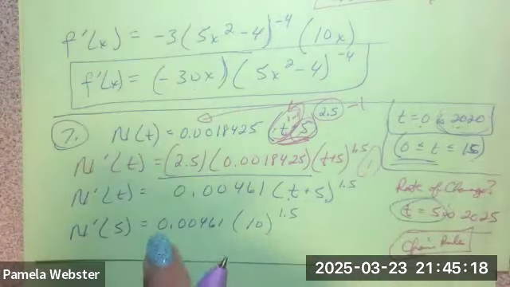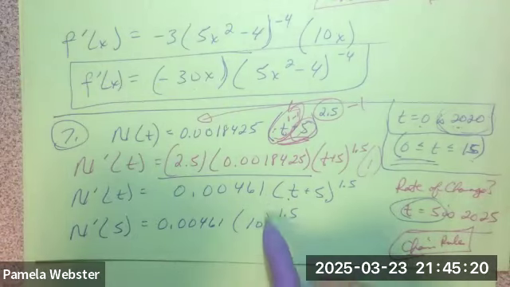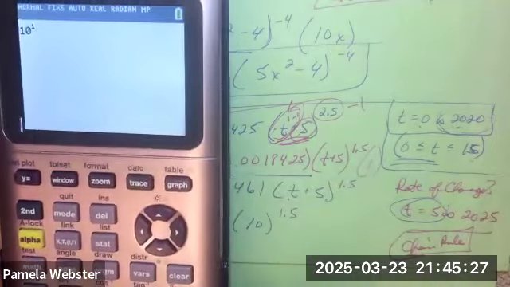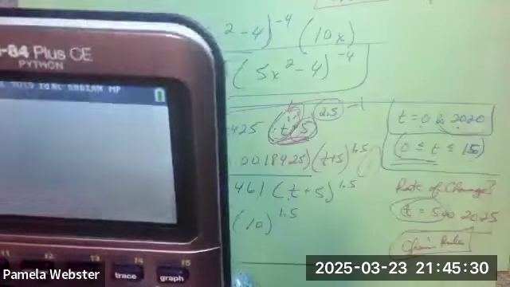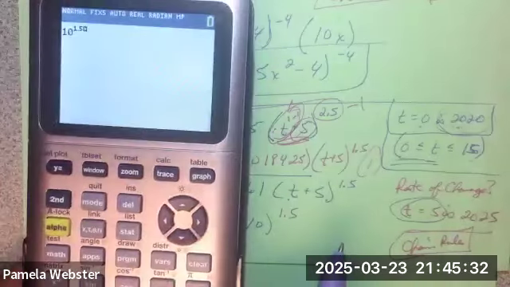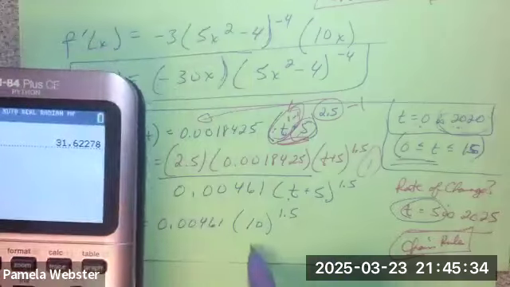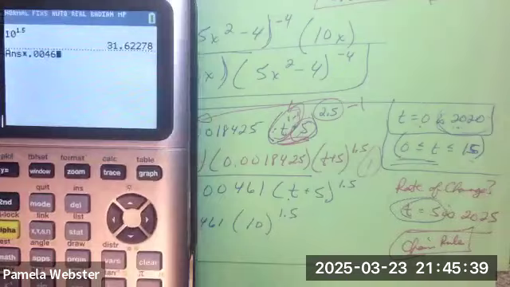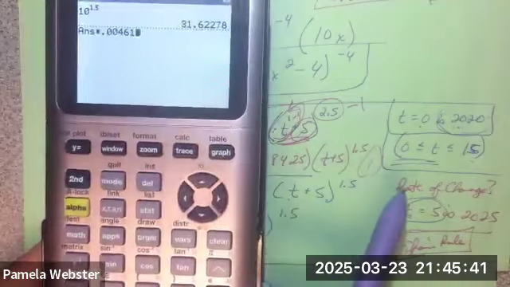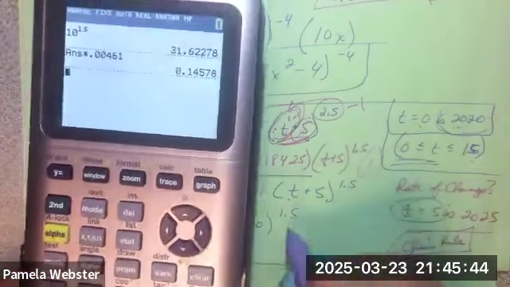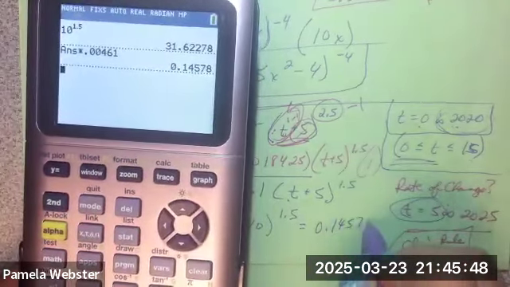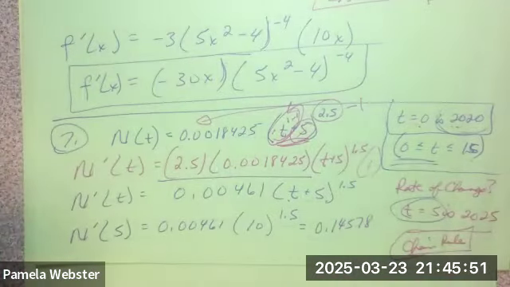So this is just a nice, pretty function. I can use my Please Excuse My Dear Aunt Sally order of operations. 10 raised to the 1.5 gives me that number, and then I'm going to multiply it times 0.00461. And I get 0.14578. Okay.